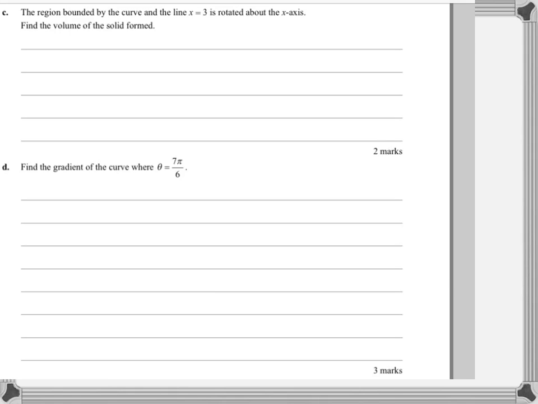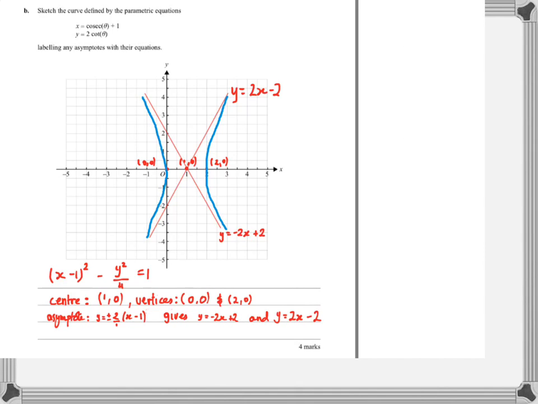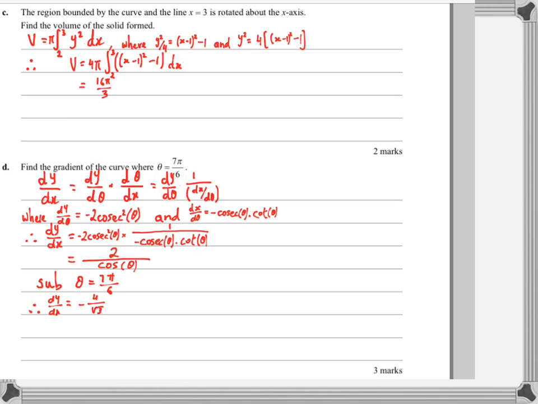Alright, so the region bounded by the curve and the line x equals 3 is rotated about the x-axis. Find the volume of the solid formed. So this is the solid of revolution, and if we look at the previous example, we're finding the region from the curve to x equals 3. There's x equals 3 there. And what is this region here? We can see the limits of this region are going to be from 2 up to 3. So that's very important.